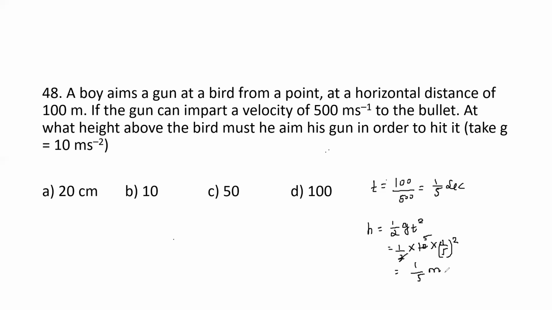Here options are given in terms of centimeter. So 1 by 5 meter is nothing but what? It is 0.2 meter. Therefore, in terms of centimeter, it can be written as 20 centimeter, which means that a bullet should be fired aiming 20 centimeter above the bird to hit it. Option A is the right option here.